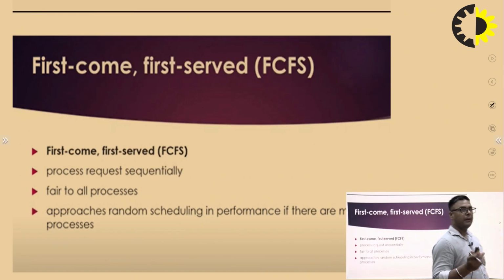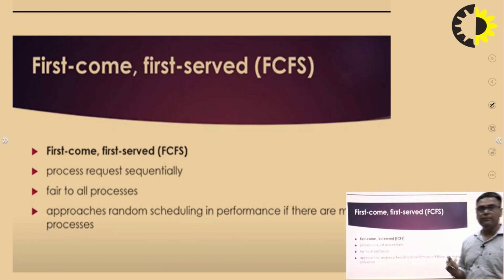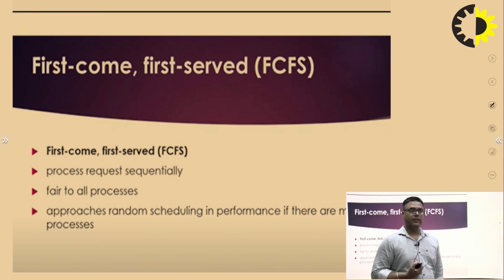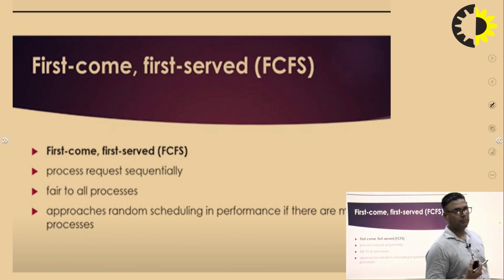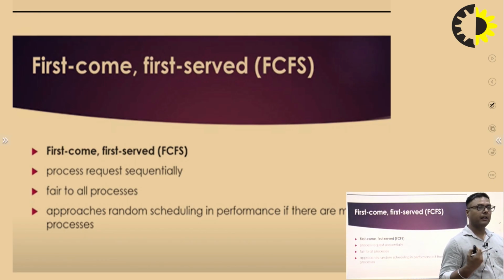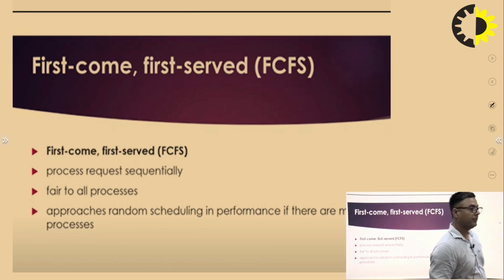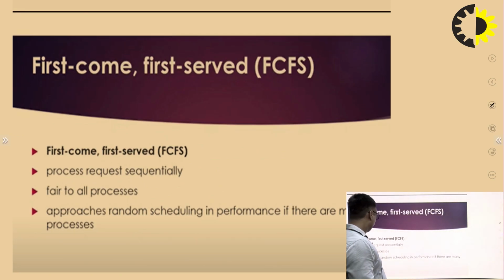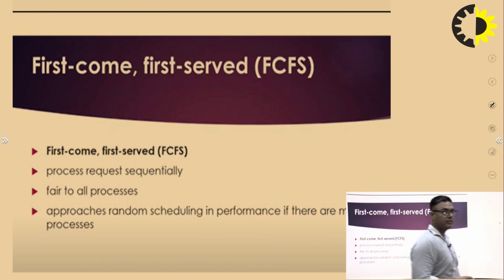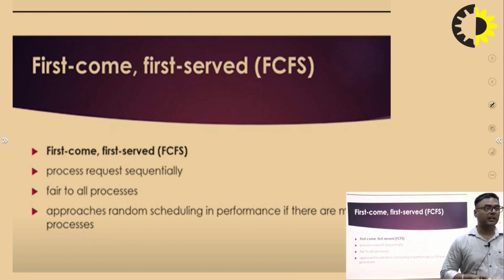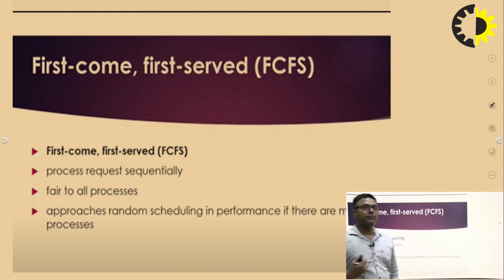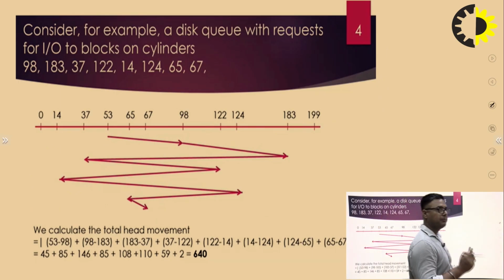First is FCFS, that means first come, first served. The requests that enter first are entertained first. Suppose we request data at a given position, that is entertained first. Then it processes requests sequentially, fair to all processes, but approaches random scheduling in performance if there are many processes. First come first served means the first task introduced gets the first solution.